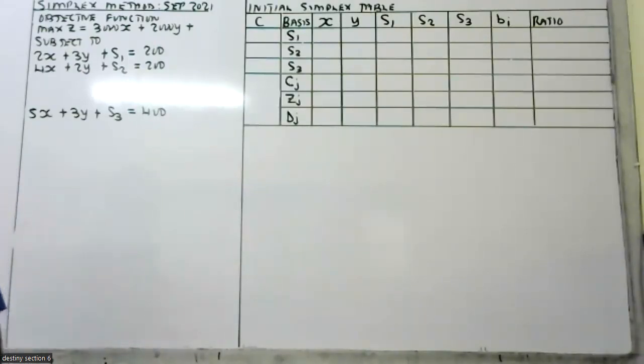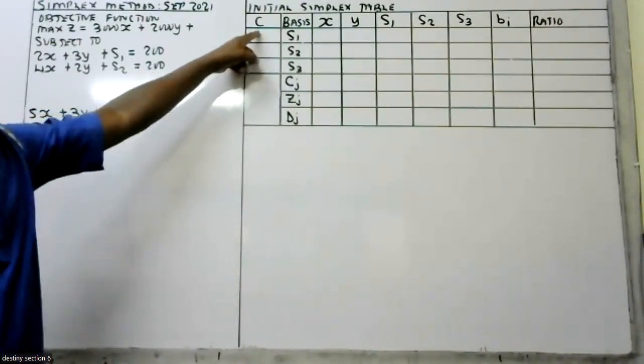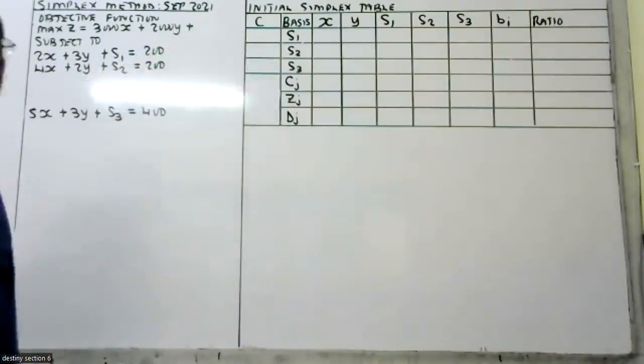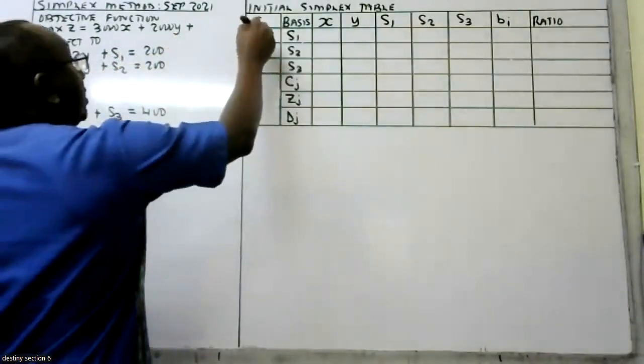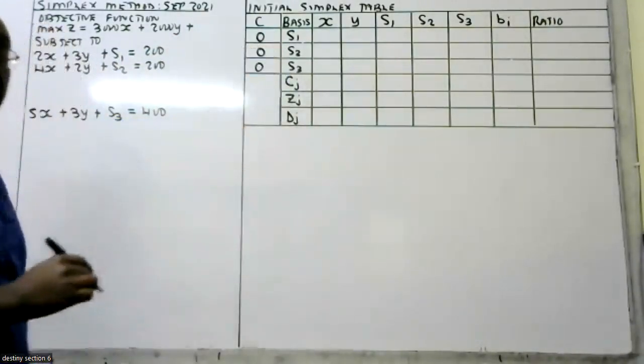Yes. Okay, good. So let's now start recording the values. In this column, we record the coefficients of the S's, which are the contribution margins. They were zeros, so we record zeros that way.